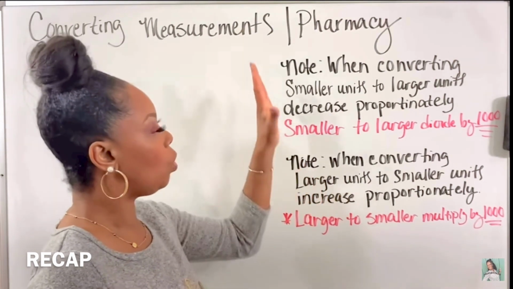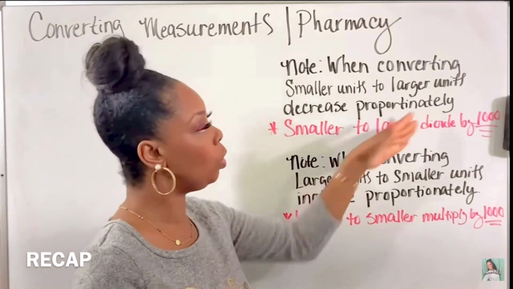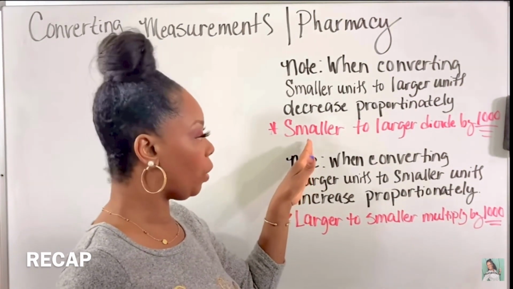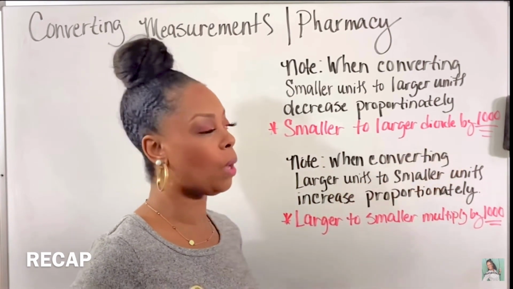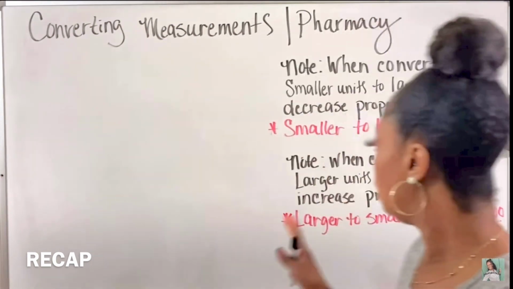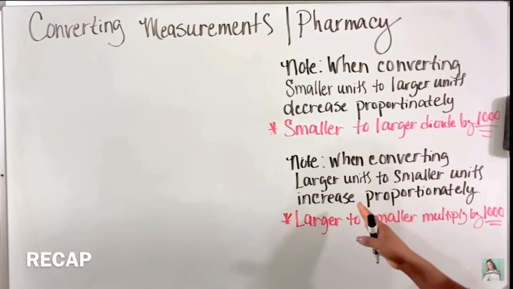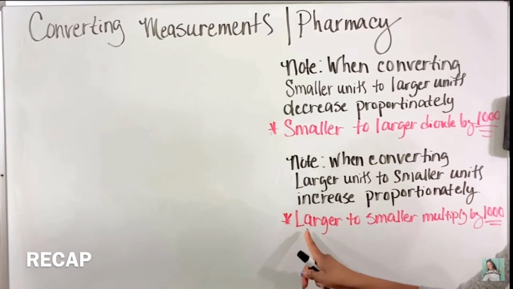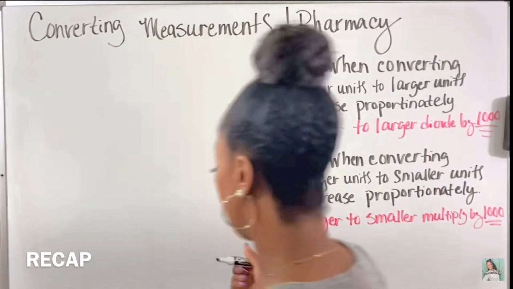Note number 1, when converting a smaller unit to a larger unit, we're going to decrease proportionately. So if we're going from a smaller to a larger unit, we're going to divide by 1,000. Note number 2, when converting larger units to smaller units, we are going to increase proportionately, meaning if we're going from a larger unit to a smaller unit, we are going to multiply by 1,000.